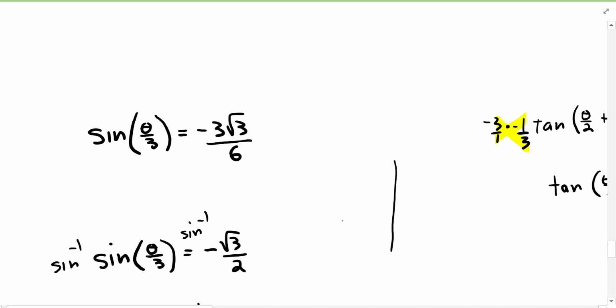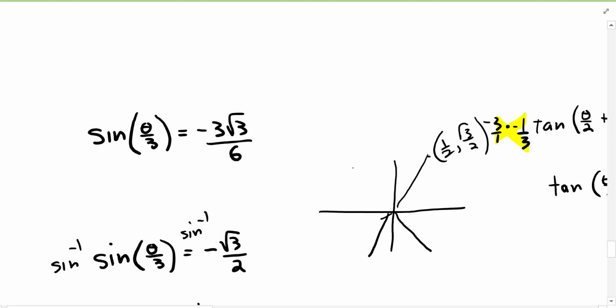When you look at the unit circle, sine is negative down here and down here, and that's a 60-degree angle. So if this is pi thirds, then here is 3 pi halves. So 1 pi thirds, 2 pi thirds, 3 pi thirds. So we're talking about 4 pi thirds and 5 pi thirds.